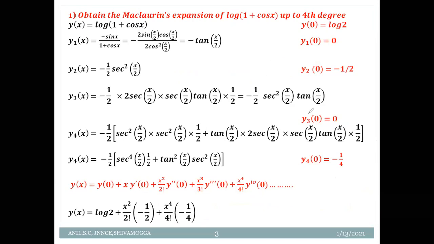Is this clear? Yes, sir. Yes, sir. Please make a note of this. You can expect a problem of this kind, Maclaurin series, in the examination.